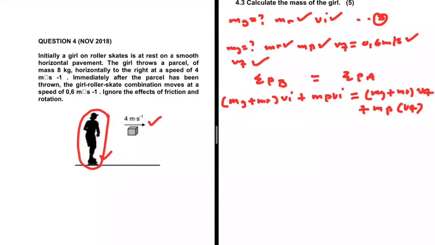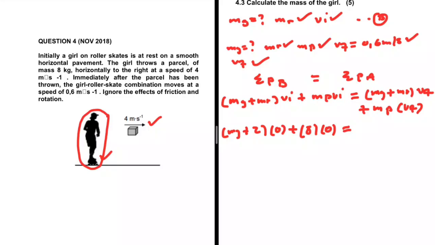So let's go ahead and substitute. The mass of the girl is what we are interested in. The mass of the roller skates is 2 kgs. The initial velocity is 0. Plus the mass of the parcel, 8 kgs. The initial velocity is 0. This is before the girl throws the parcel, okay?